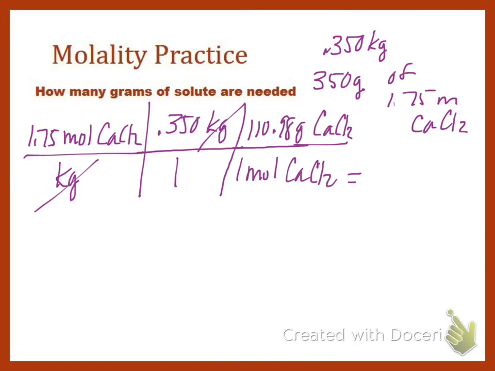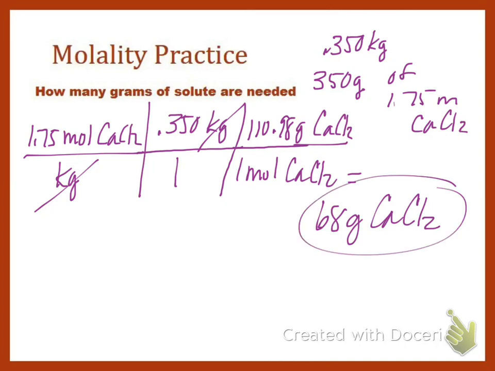And we need, I believe, 2 sig figs from the 350 grams. So 68 grams of calcium chloride would be needed to make that solution at that concentration and that volume. Okay? And then the second question says, I'm going to do it down below.